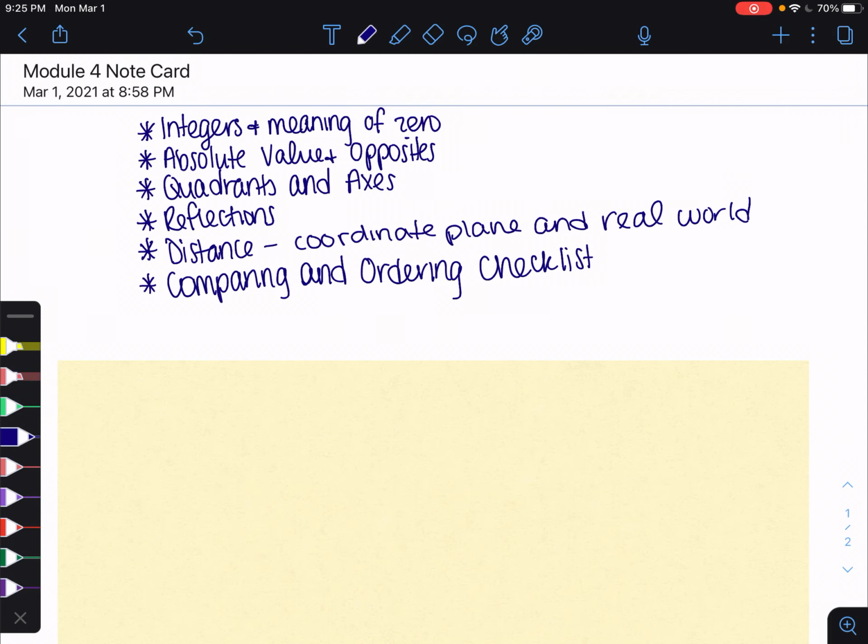Hey everyone, this is a video of me making a note card for the test tomorrow. So I've pulled information from the notes, from the practice test, and from different activities that we've done. I'm going to include definitions and examples of the different things that we've covered throughout this chapter to hopefully help you make your note card.